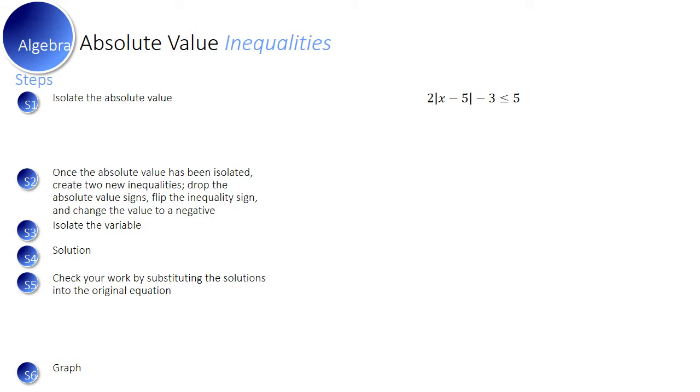We're going to start off with basically the same inequality as what we had with the equation. All the numbers are going to be the same. We're just changing the equal sign to a less than or equal to sign. So again, the first step in the process is to go ahead and isolate the absolute value.